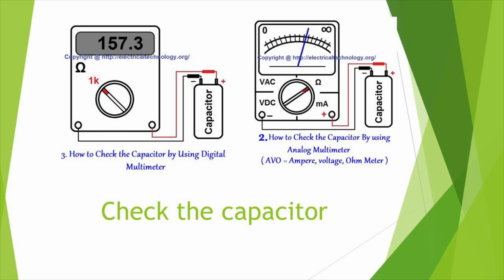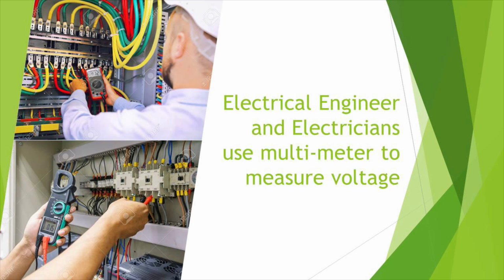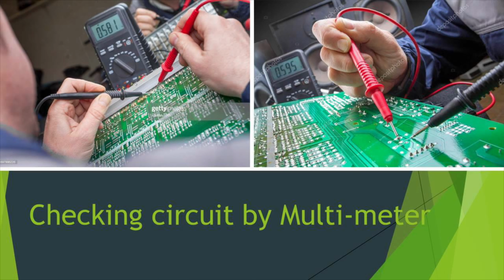The next one is how to check a capacitor using either a digital multimeter or an analog multimeter. Most of you know that electrical engineers and electricians use a multimeter to measure voltage. Yes, of course, the multimeter is an important tool for all engineers as well. This photo shows what most electricians use to check circuits, both with multimeters. So I believe the multimeter is an important tool for all of the industry as well.